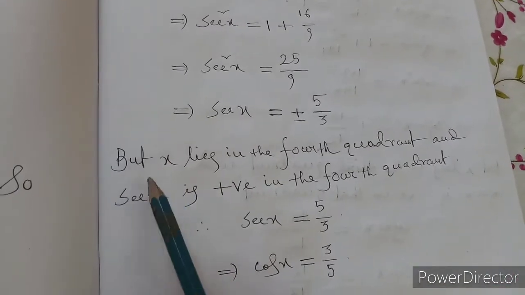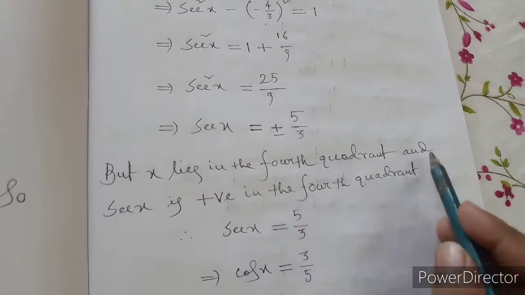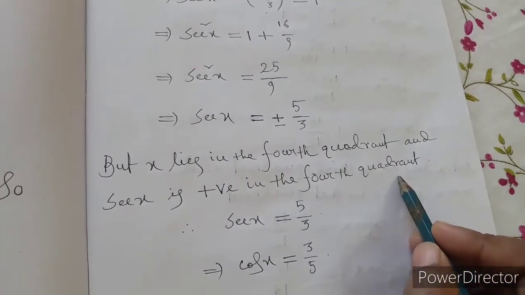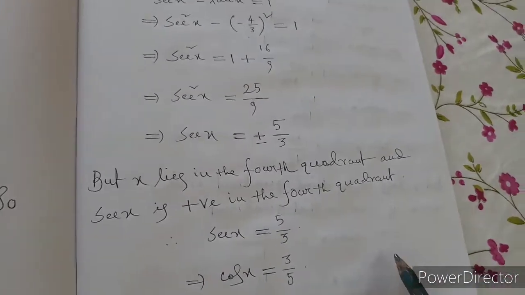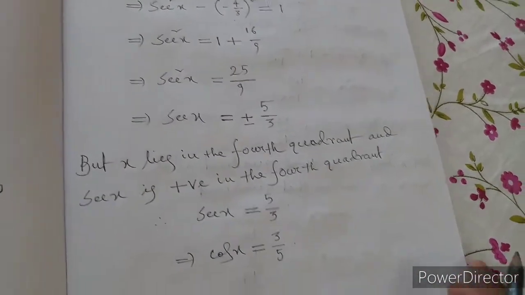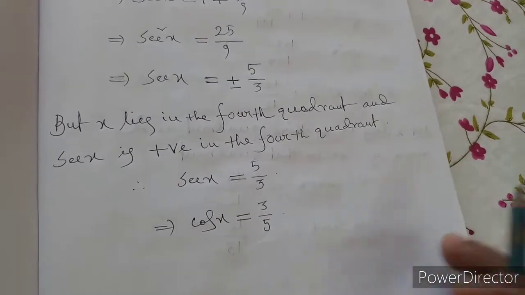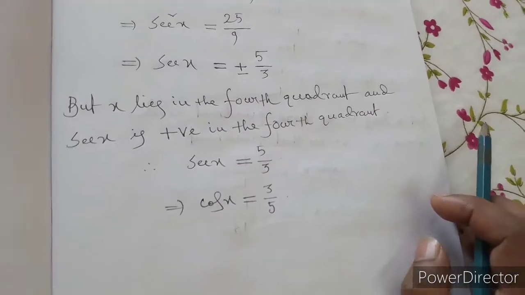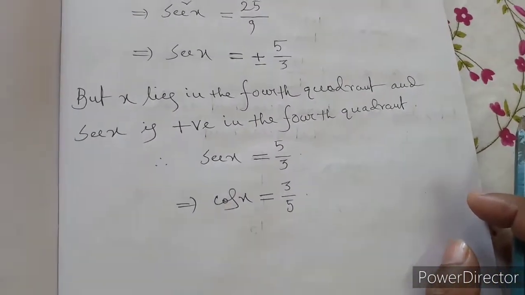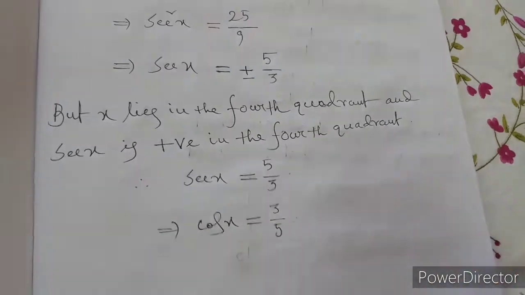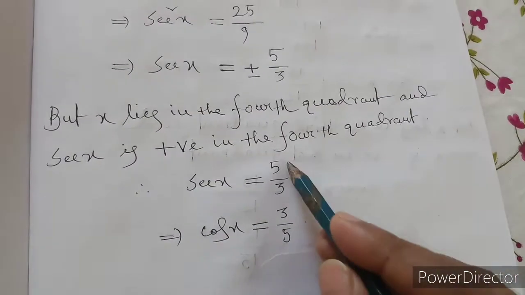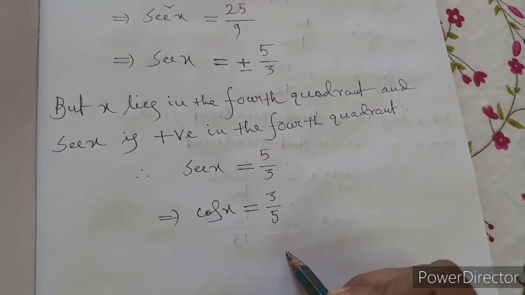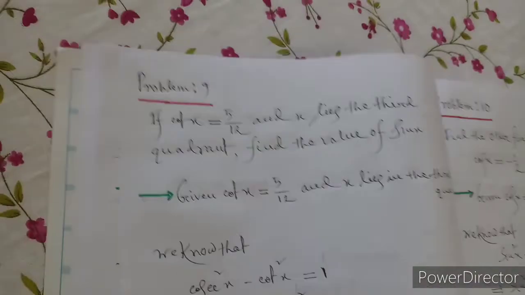But in your question it is given that x lies in the fourth quadrant and sec x is positive in the fourth quadrant. Why? Because by the all sine tan cos formula, in the fourth quadrant cos is positive, and sec x is the reciprocal of cos x. So sec x should also be positive in the fourth quadrant. So we can take sec x equals 5 by 3. So obviously cos x equal to 3 by 5. It is your answer. So now problem number 9.